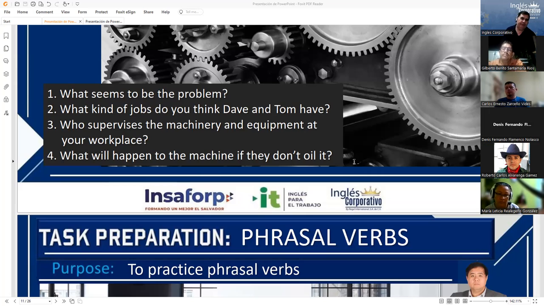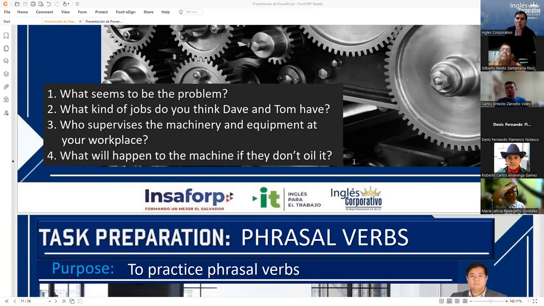Okay. Let's see. Who supervises the machinery and equipment at your workplace? At work. The supervisor or maintenance? The supervisor of maintenance or the maintenance supervisor. Of maintenance. Maintenance supervisor. Yes.